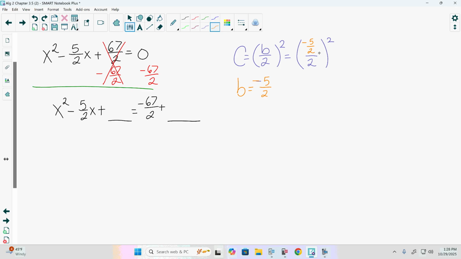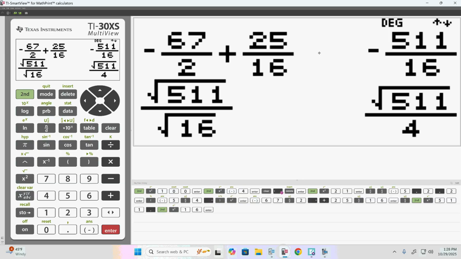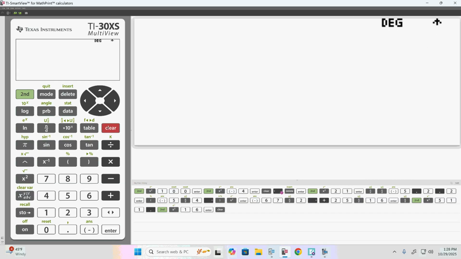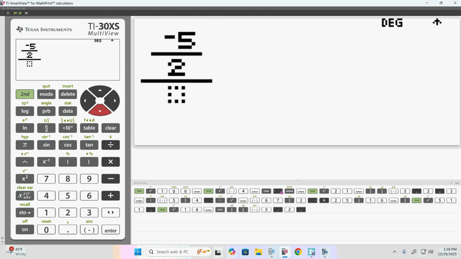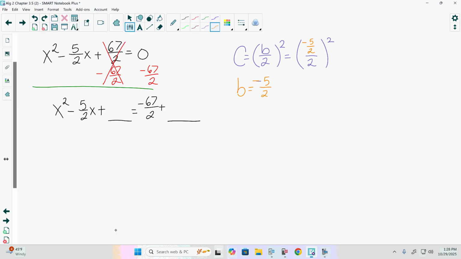Now if it didn't divide by 2 already, it's not going to divide by 2 now. But the calculator does not care. Because it'll take negative 5/2 over 2 and say it is negative 5/4.